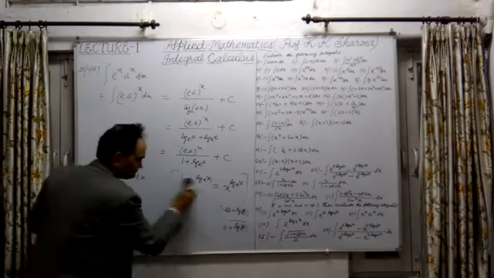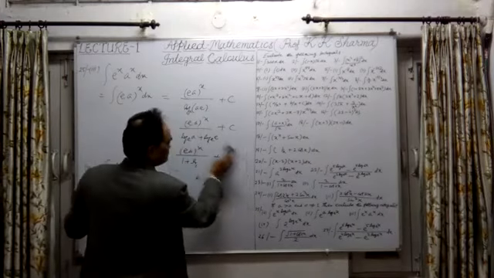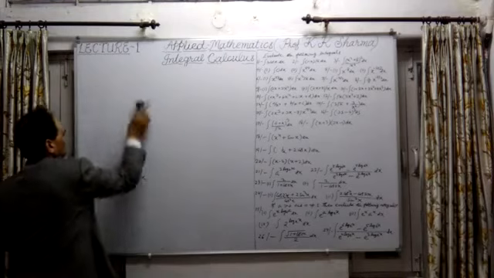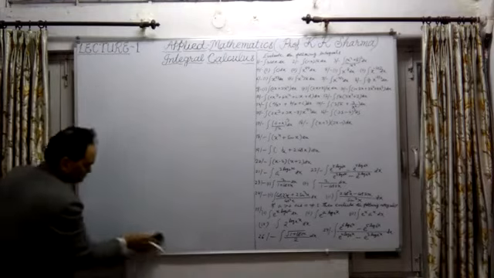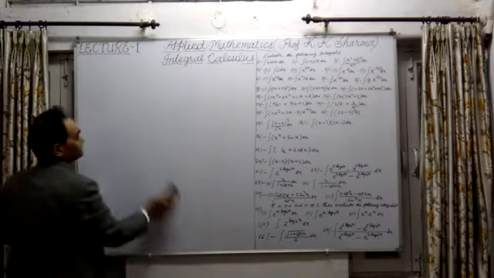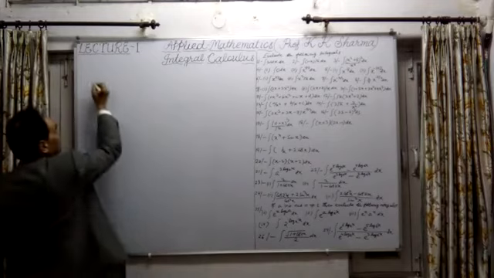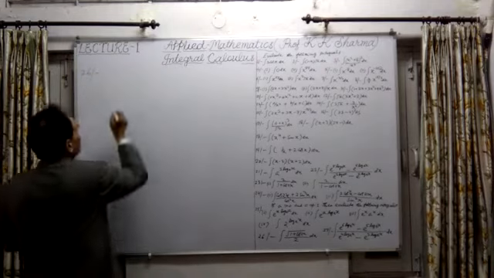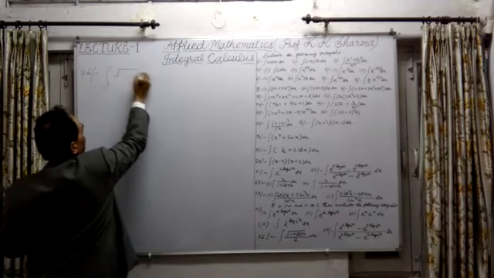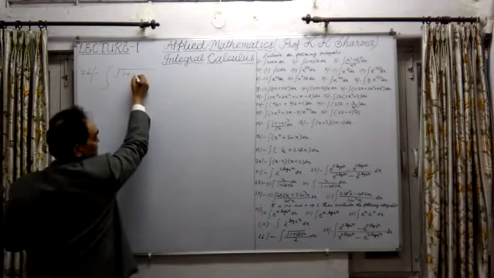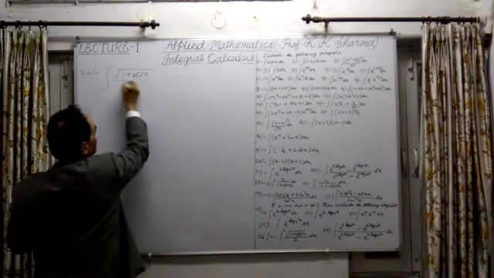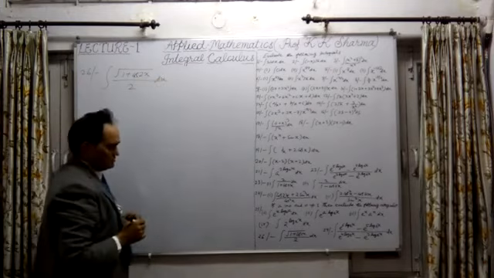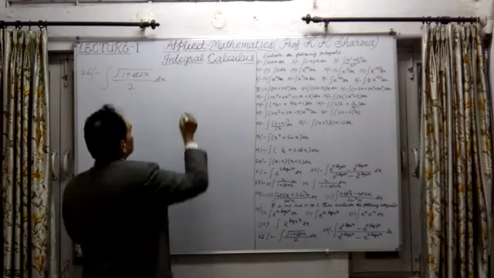Okay, now let me take the remaining two questions, which are the 26th and 27th questions. What is the 26th question? Let me check it. Now question number 26. What does it say? It says the integration of under root 1 plus cos 2x divided by 2, into dx. Now this we know. And what is cos 2x?